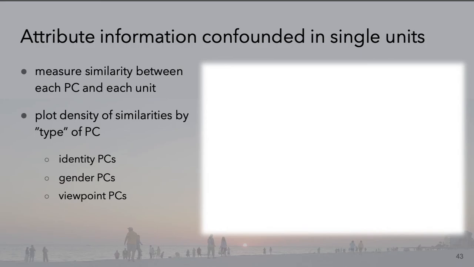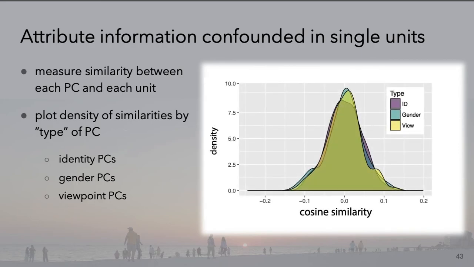For example, if a unit is tuned to gender, we expect a high similarity between that unit and the gender-informative principal components. In fact, what we see is a completely homogeneous similarity structure across all the principal components for identity, gender, and viewpoint. One example unit is shown here, but in fact this is true for all 512 units in the network. There's almost no difference for any unit in the relative proportion of identity, gender, or viewpoint components that make up that unit.